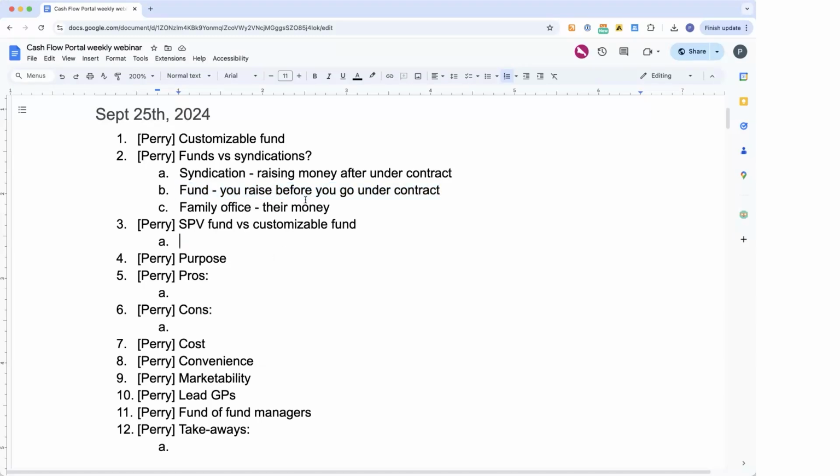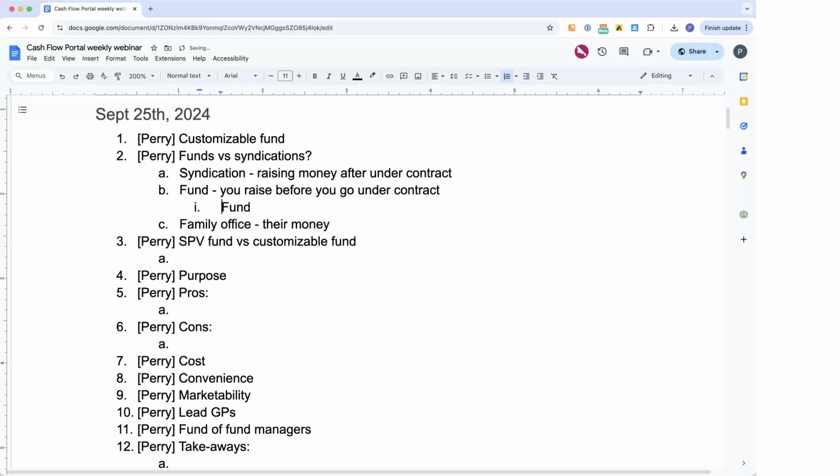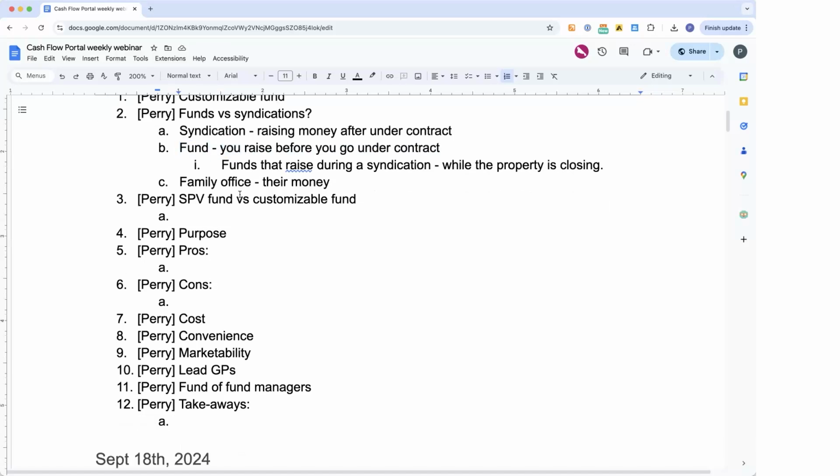Now, to be clear, there are also funds that raise during a syndication, meaning while the property is closing. So that also happens. But in general, the main purpose of a fund is to raise before you go under contract. So we're putting fund in this big spectrum. And within the fund, there are two main types of funds. One is the single purpose vehicle fund. The other one is a customizable fund.